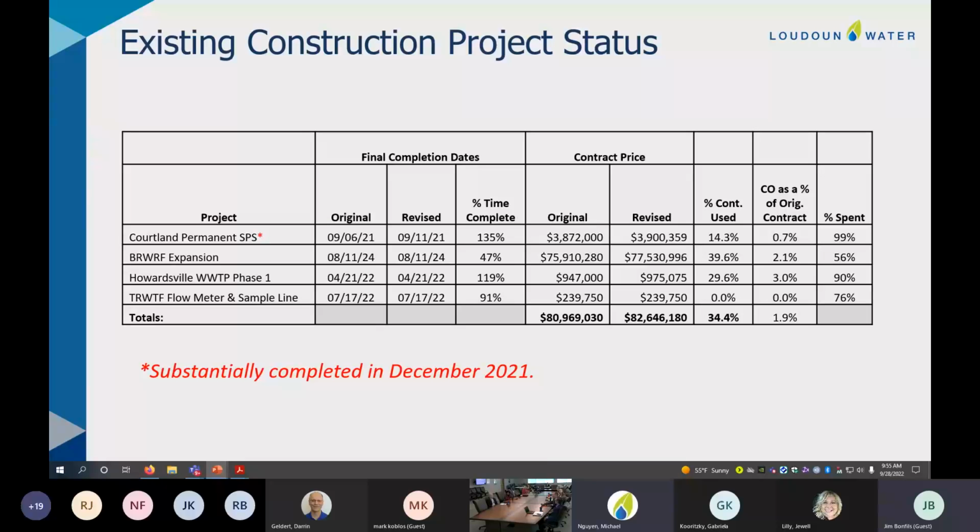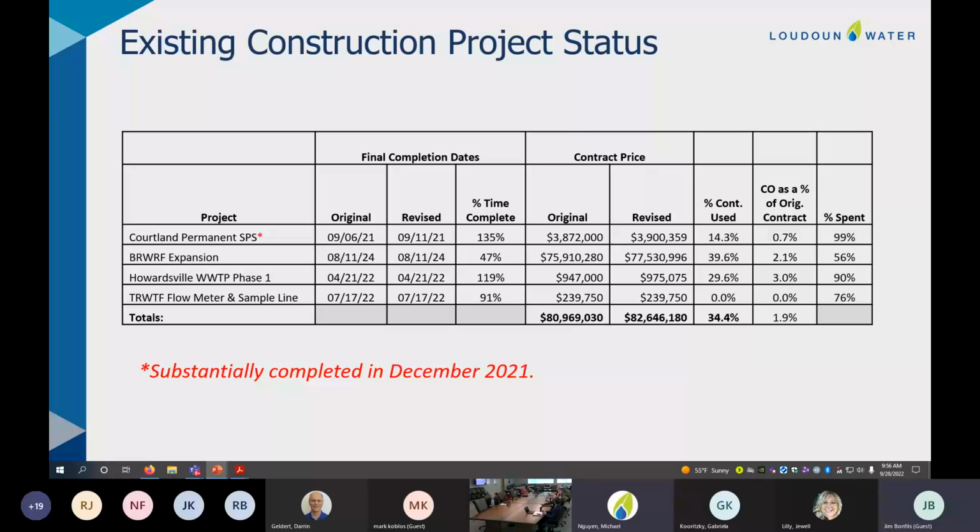Right. That sounds okay. Okay, so in the interest of time here, I've jumped to the last slide in the presentation, which is the summary of the second quarter construction status of the 4 projects that Loudoun Water had in construction during the quarter. I'll just open it up to questions if you have any specific questions about any of the projects.